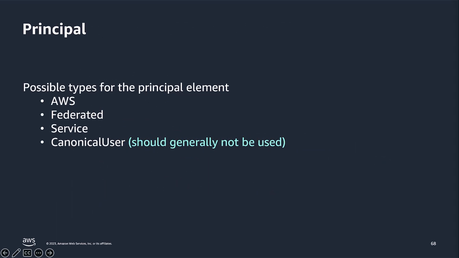Lastly, let's briefly touch on the principal element. Again, we'll go much deeper into the principal element later in this series as well. The principal element is a policy element that's only available on resource-based policies and VPC endpoint policies. It defines what principals can access the resource. There are four possible types for the principal element: AWS, federated, service, and canonical user. Only a few use cases in AWS still require the use of canonical user, so we're not going to talk much about it.